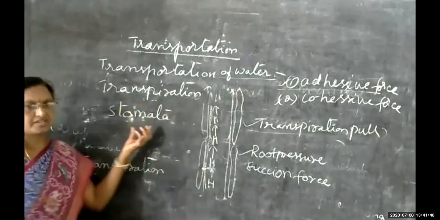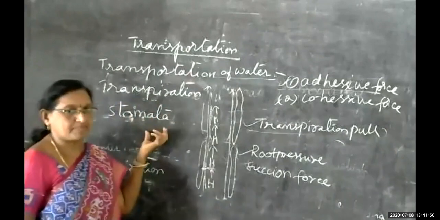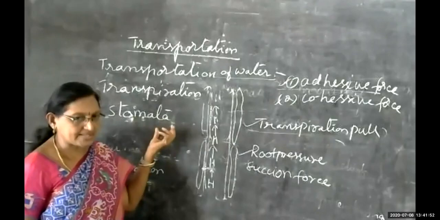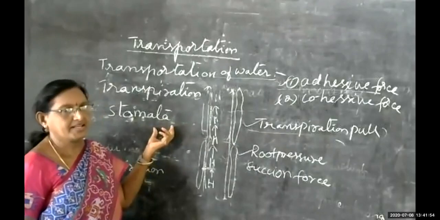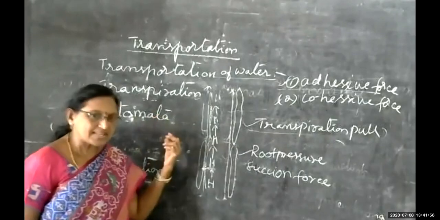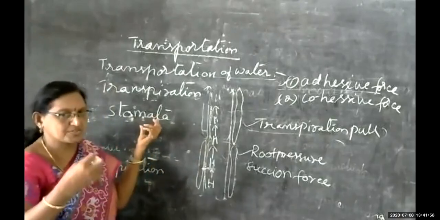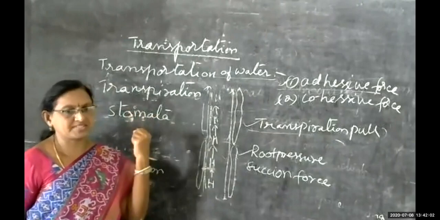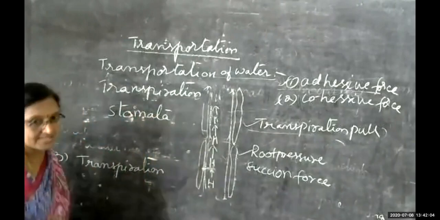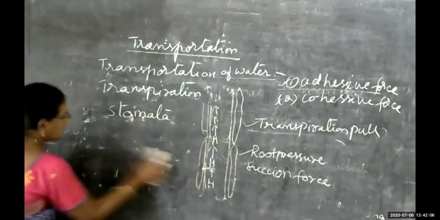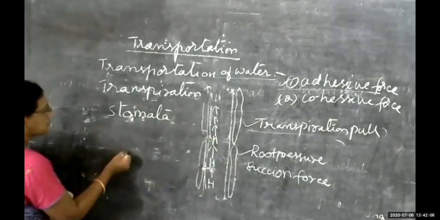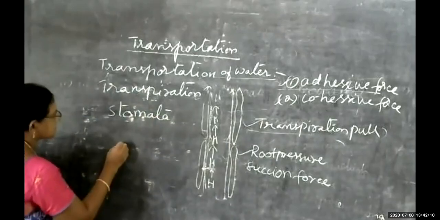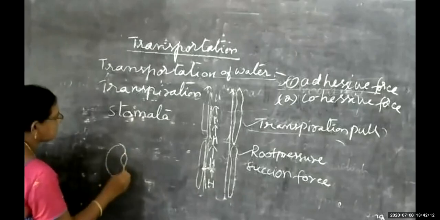So already we know about the stomata. Where are they present? They are present on the lower side of the leaf. There are some aperture-like structures. They always open and close with the help of the guard cells. Just recollect once again the structure of the stomata, children.